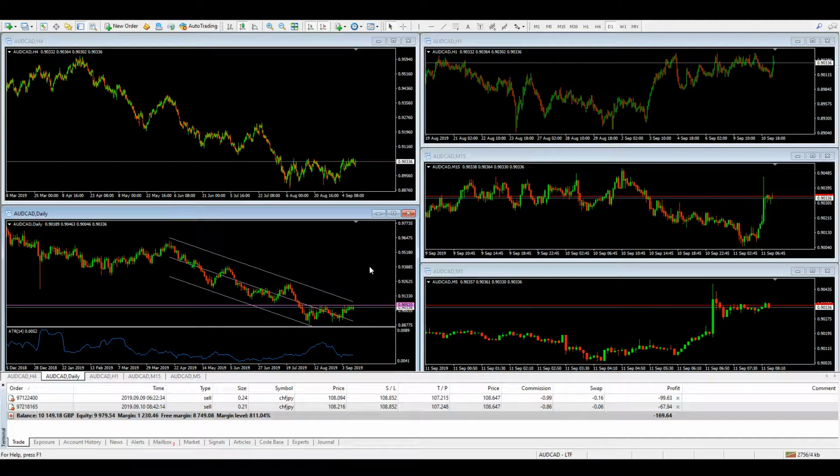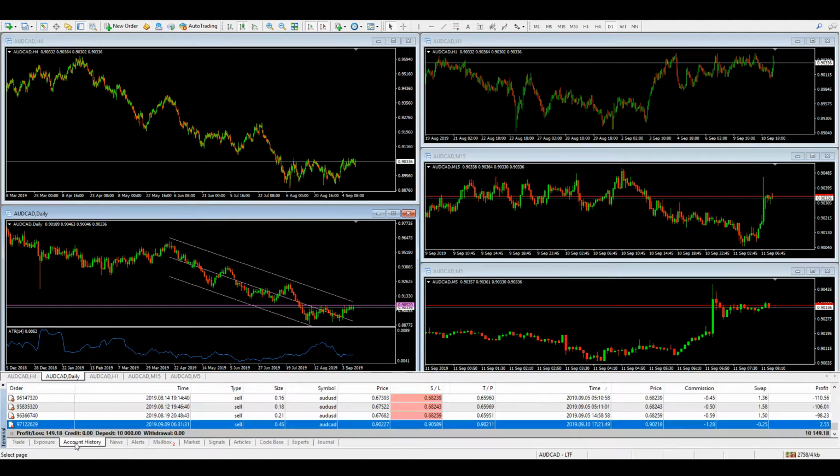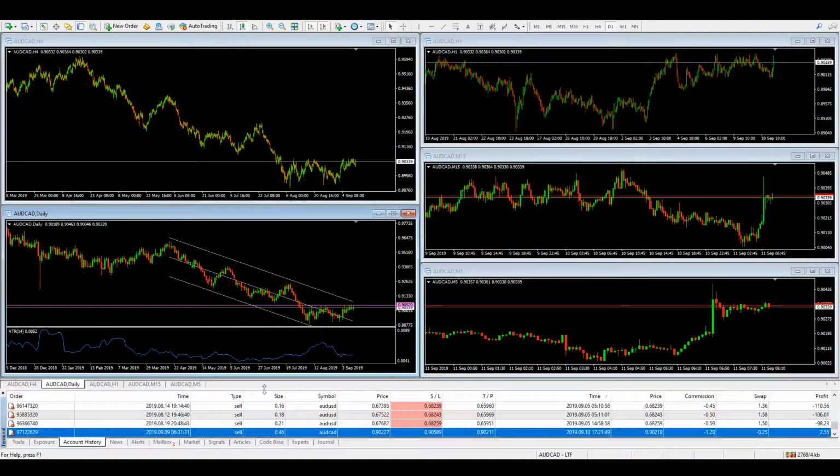So let's crack on. First of all, let's talk about the position that I took, that I talked about getting out at break even yesterday. So this is the AUDCAD. This pair had some very nice signs of bearishness overall, which was one of the premises for me entering this.